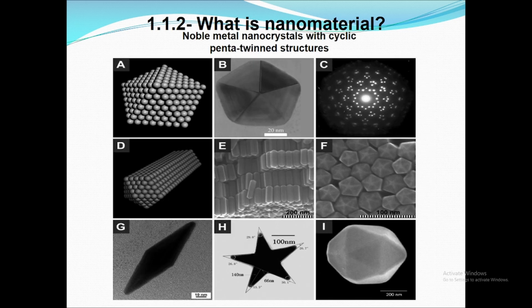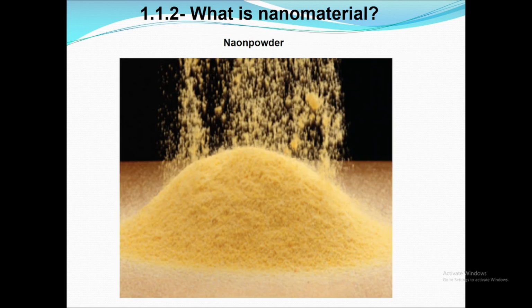Next one is noble metal nanocrystals. Here we see the noble metal nanocrystals with cyclic pentatwinned structures. These nanocrystals are commonly made from metals such as gold, silver and platinum. They exhibit unique optical and catalytic properties and are widely used in biomedical applications, sensors and catalysis.